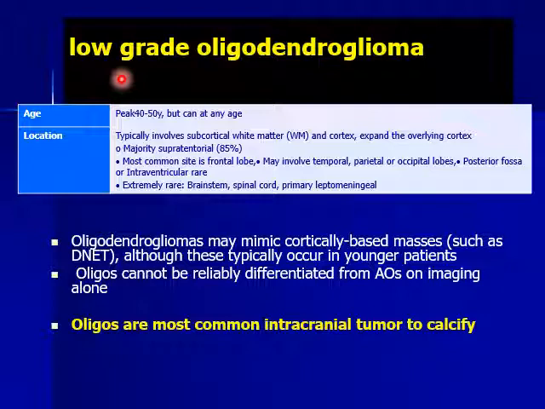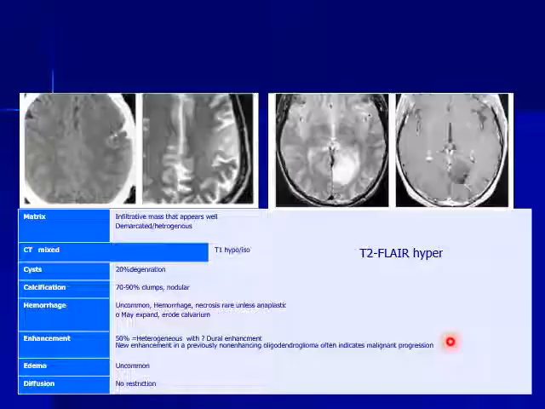It is difficult. Oligos are the most common intracranial tumor to calcify, and this is the clue. If you see a neoplastic lesion involving the periphery of the cerebral hemisphere with calcification, this is oligodendroglioma until proved otherwise. The most common tumor to calcify.